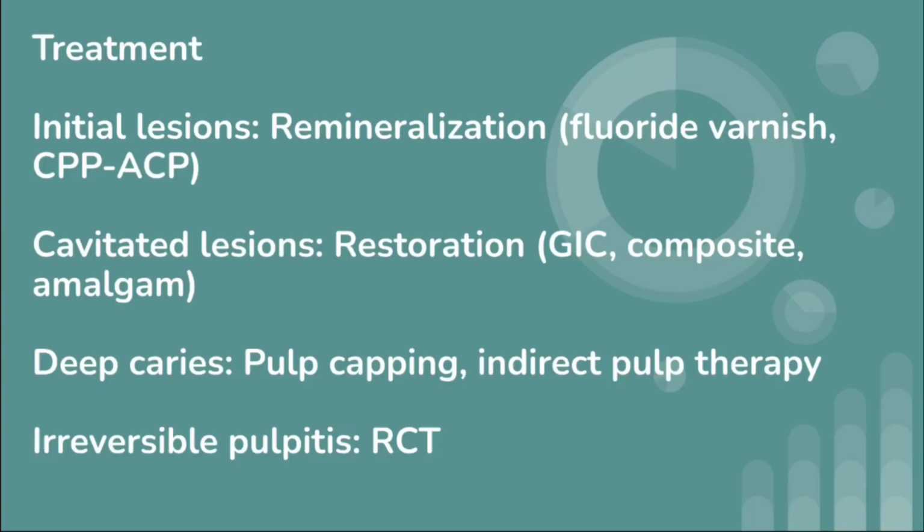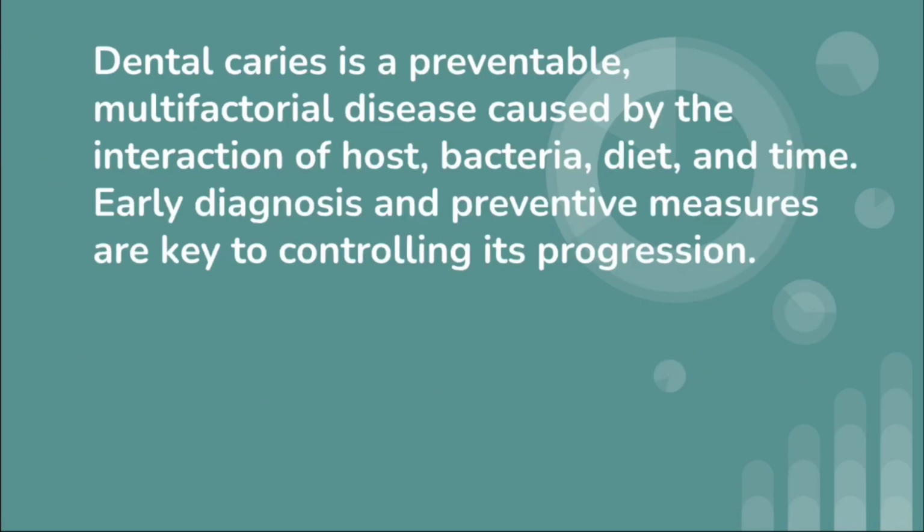Next, treatment. Initially, remineralization with fluoride and varnish is more than enough. For cavity lesions, restoration, as I told you, is more than enough. If there is deep caries, then go for direct pulp capping or indirect pulp therapy. For irreversible pulpitis, you have to go for root canal treatment.